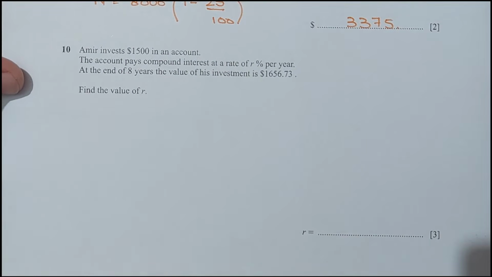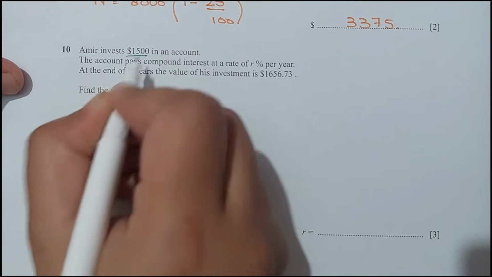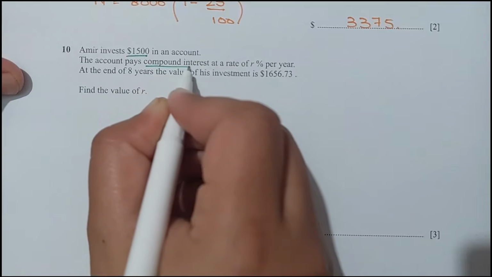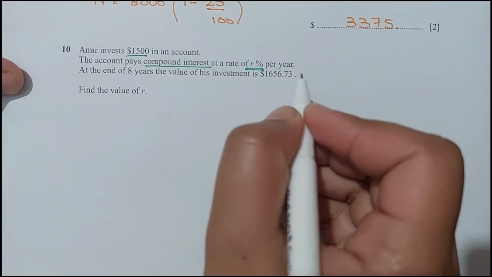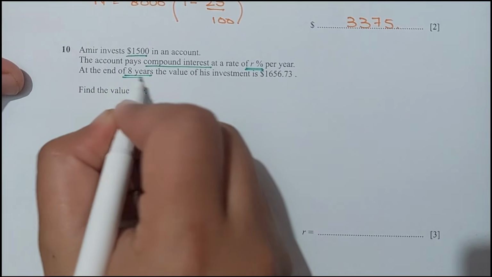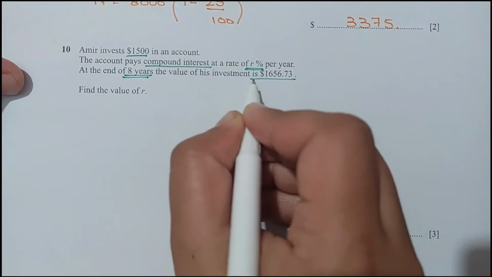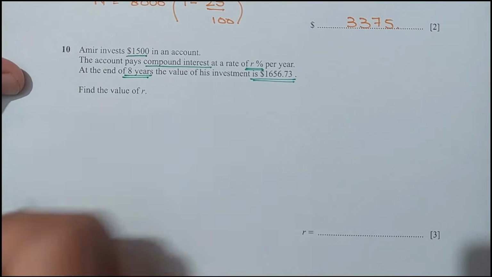Question number 10. Amir invests $1,500 in an account. The account pays compound interest at a rate of R% per year. At the end of 8 years, the value of his investment is this much. Find the value of R.